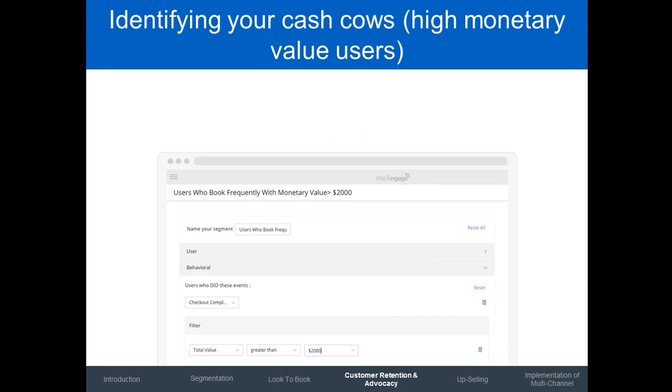We'll briefly talk about how we can identify your cash cows and high monetary value users. Like in any other business, the rule of 80-20 applies. Maybe 70-30, 30% of your customers are responsible for 70% of revenue, and it's very important to identify them based on monetary value.